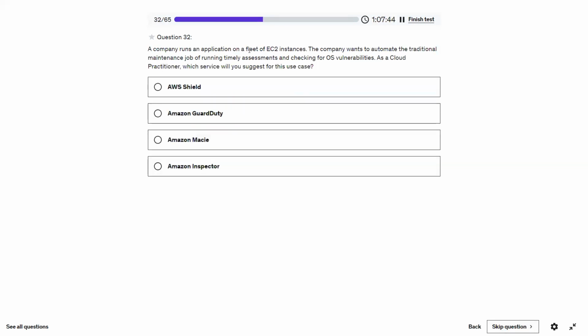A company runs an application on a fleet of EC2 instances. The company wants to automate the traditional maintenance job of running security assessments and checking OS vulnerabilities. So we have Inspector, which is used for security assessment. Shield is for DDoS attacks. Macie is for machine learning. GuardDuty is also security, but not for security assessment. Amazon Inspector is the security assessment service which finds the vulnerabilities.